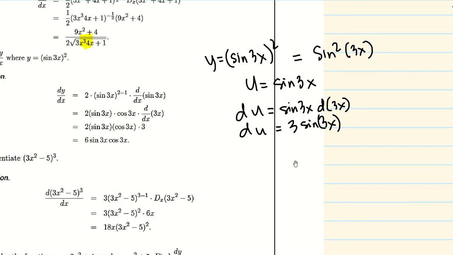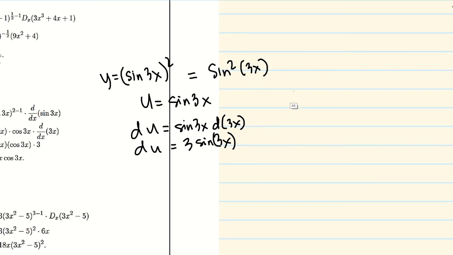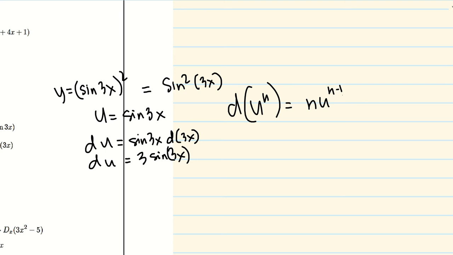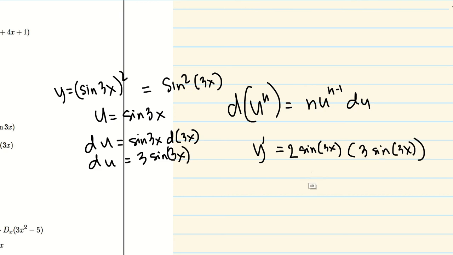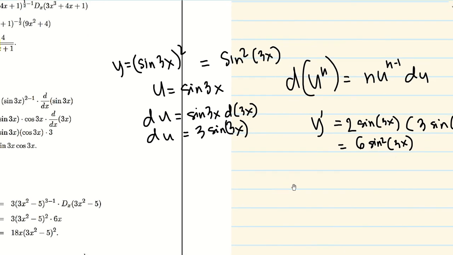Deriving 3x. So we take the form u to the n, whose derivative is n u to the n minus 1 du. What is our n? It is 2. Our u is sine 3x, and n minus 1, 2 minus 1, is 1, then times 3 cosine 3x. Then we can multiply this to get 6 sine 3x cosine 3x. So this would be my final answer.